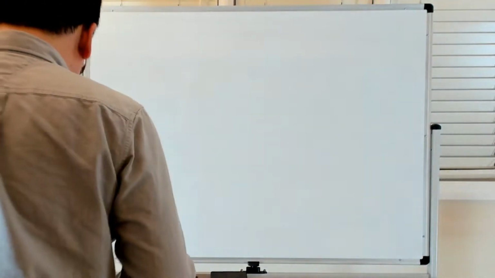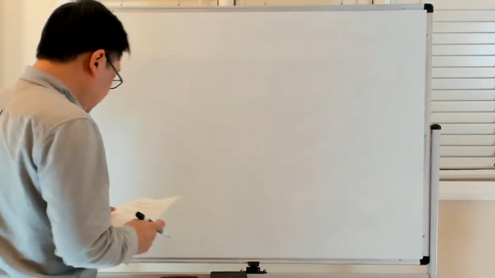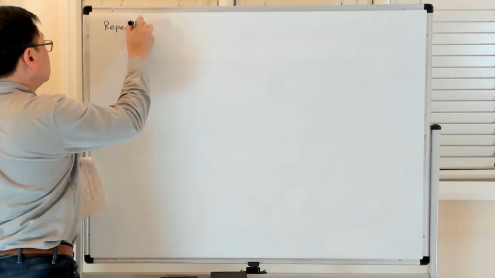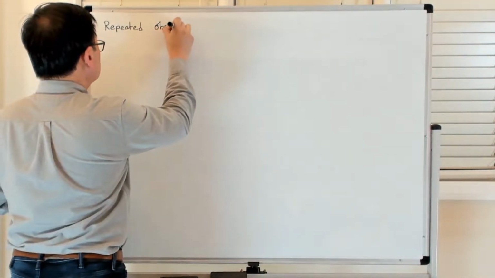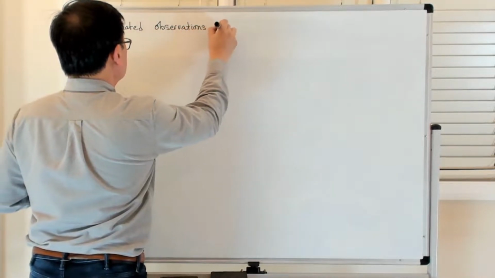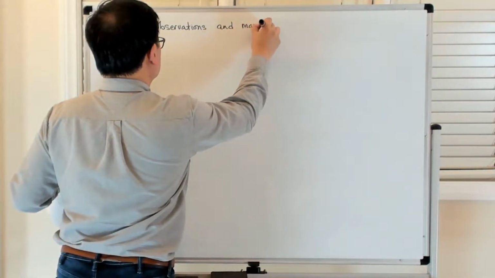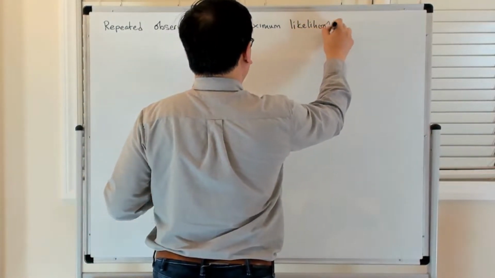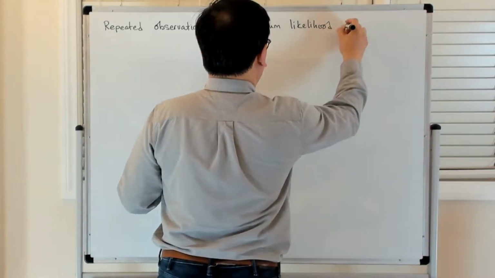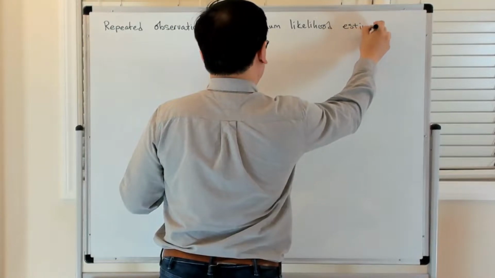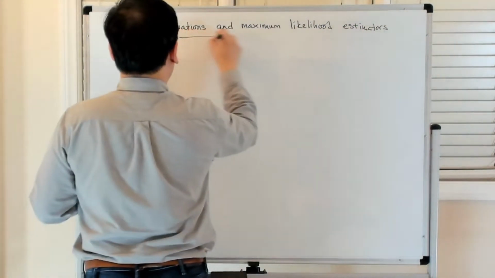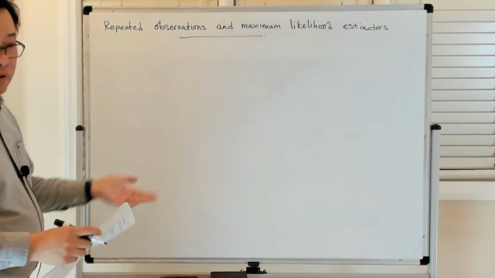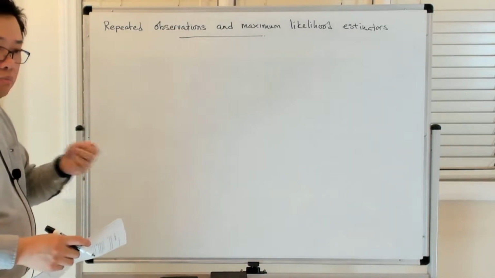All right, so now we're going to look at what happens when you have repeated observations and how to relate it to maximum likelihood estimators. Say you're given a probability distribution for a certain random variable, you could take multiple, independent measurements from that.